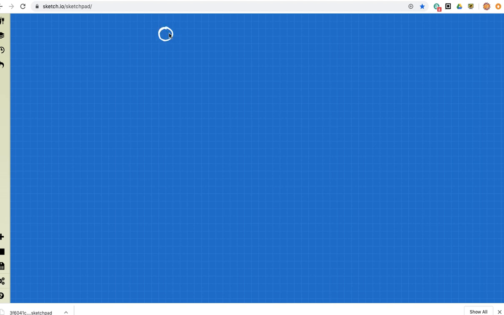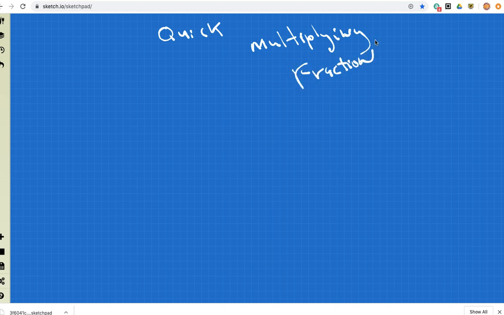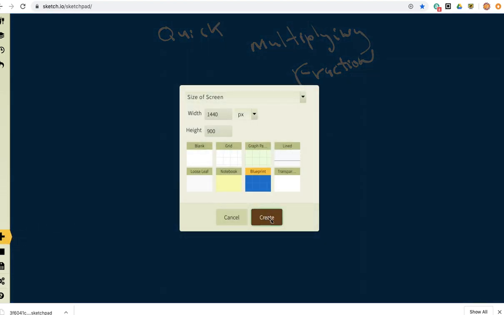Everybody, this is going to be a quick review, a lightning quick review. This one's going to be over multiplying fractions. Sorry for my handwriting, but this is supposed to be quick, right? Let's go ahead and get a nice clean sheet of paper.